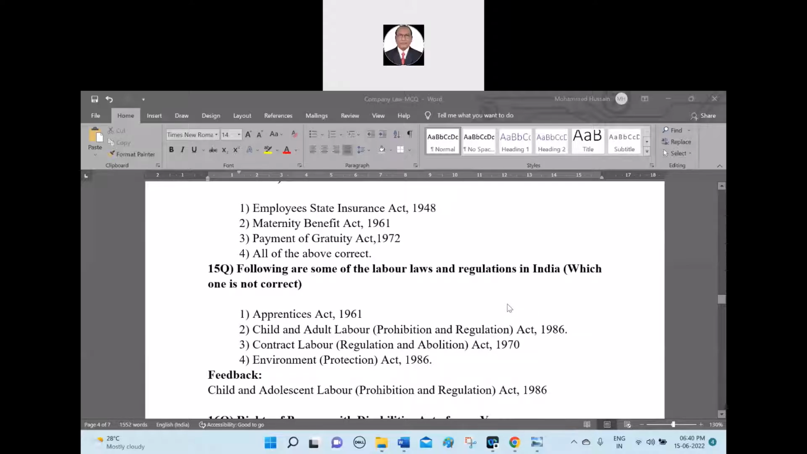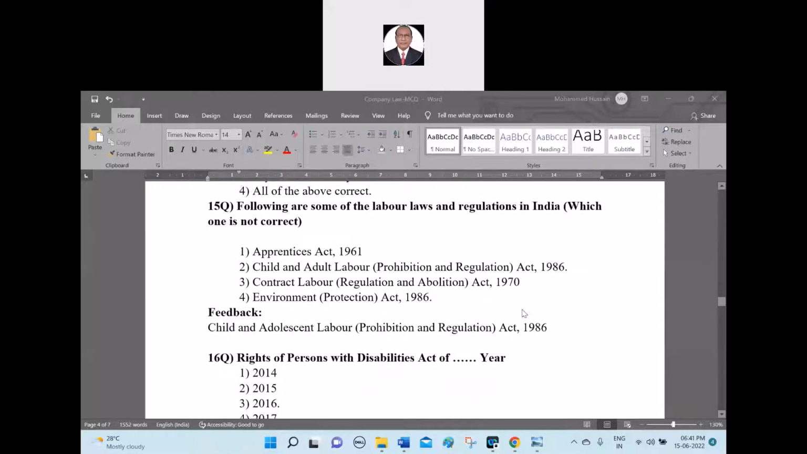It is the second one. See, I removed adolescent. I put adult. Child and adult labor, I put it over there. But actually, it should be Child and Adolescent Labor Prohibition Regulation Act of 1986. In this way also, they will make you confused. Instead of writing adolescent, they will write adult and ask which act is not connected. At that instance, you should be very thorough. Then the right answer for the 15th question is second. Is it clear? Say yes. Yes. Good.